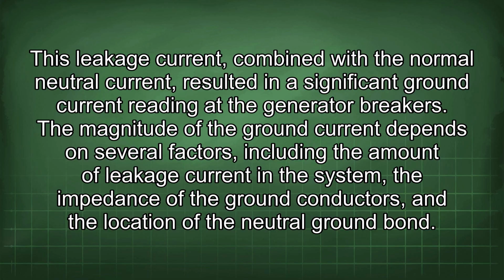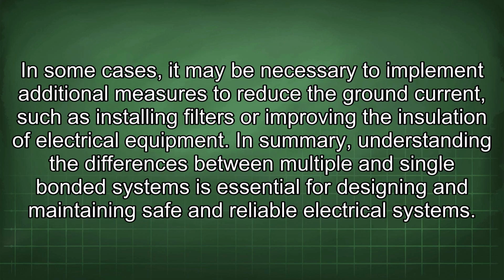at the generator breakers. The magnitude of the ground current depends on several factors, including the amount of leakage current in the system, the impedance of the ground conductors, and the location of the neutral ground bond. In some cases, it may be necessary to implement additional measures to reduce the ground current, such as installing filters or improving the insulation of electrical equipment.